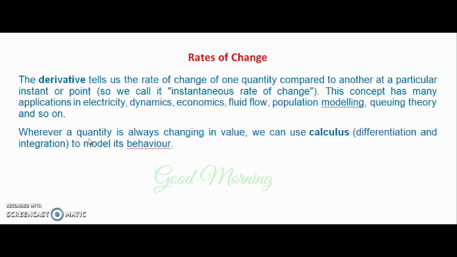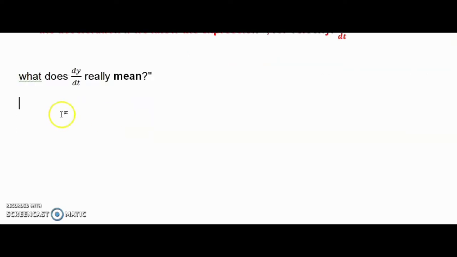Rate of change. The derivative tells us the rate of change of one quantity compared to another at a particular instant or point. So we call it instantaneous rate of change. This concept has many applications in electricity, dynamics, economics, fluid flow, population modeling, queuing theory, and so on. Wherever a quantity is always changing in value, we can use calculus.